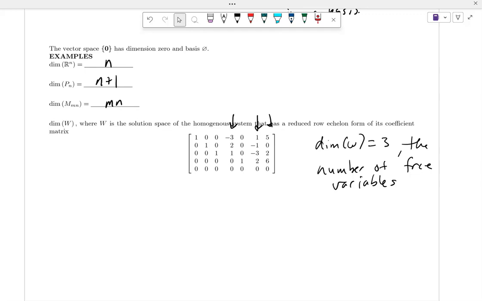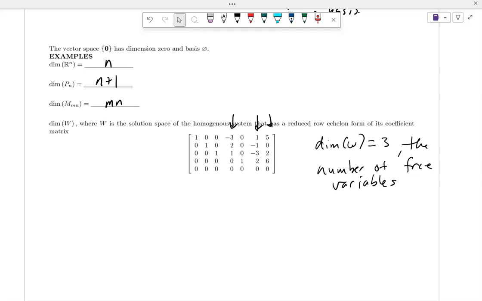So Rn, we know from the standard basis for Rn, you can use 1, 0, 0, 0, 0, 0, 1, 0, 0, right? That's a standard basis. There's going to be n elements in there, so that has dimension n. What do we use for the standard basis for Pn? What is Pn? It's polynomials, right? Degree n or less, right? So what's your standard basis for Pn? 1, x, x squared, all the way up to x to the n. How many elements are in there? N plus 1. That's why the dimension is n plus 1.